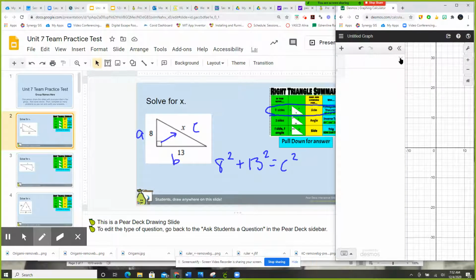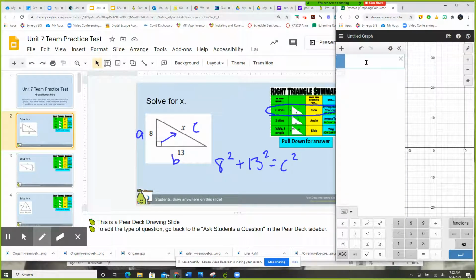So in your calculator, hopefully you're doing this. 8 squared. Oops. Happens when I try to type one-handed. 13 squared. So is my answer 233?